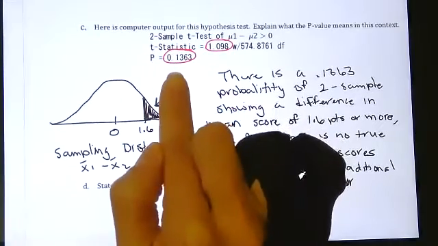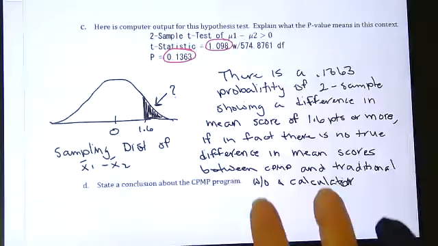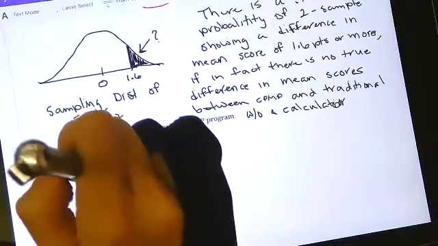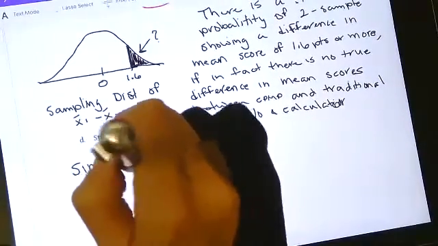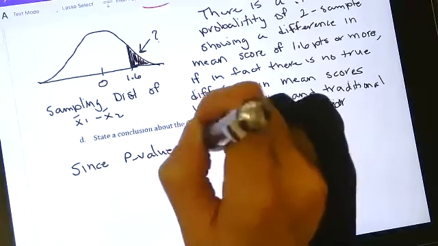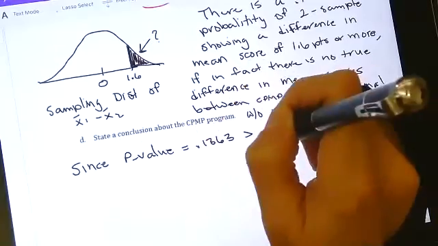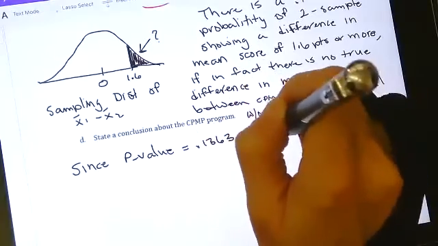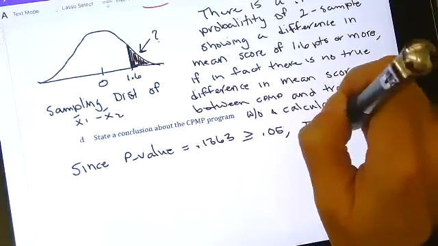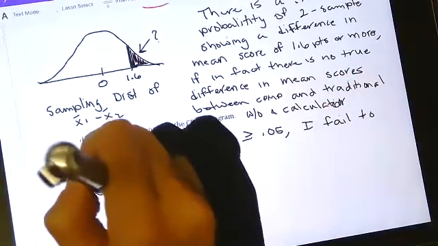This p-value is not small. It's not surprising. It's almost 14%. It's not less than 5%. So since the p-value, which is 0.1363, is greater than or equal to 5%, I fail to reject the null hypothesis.